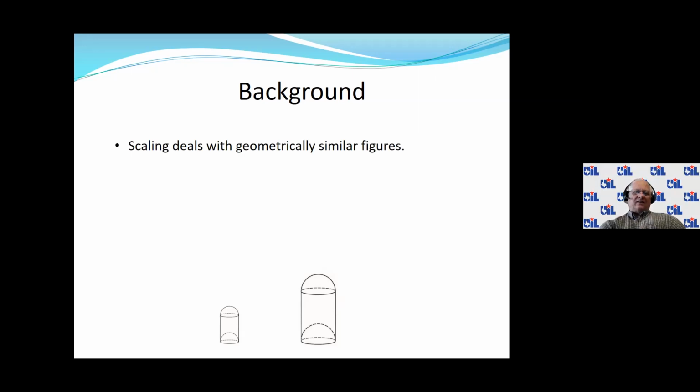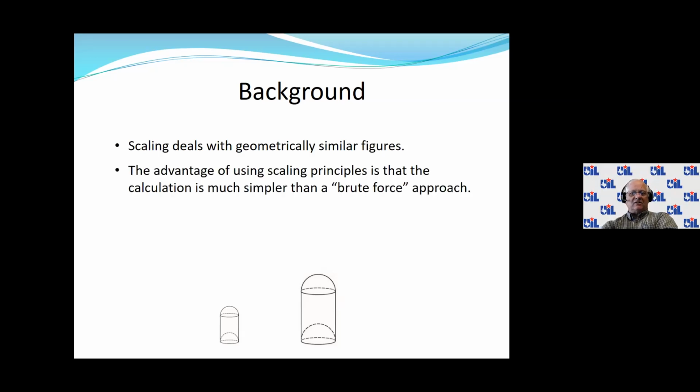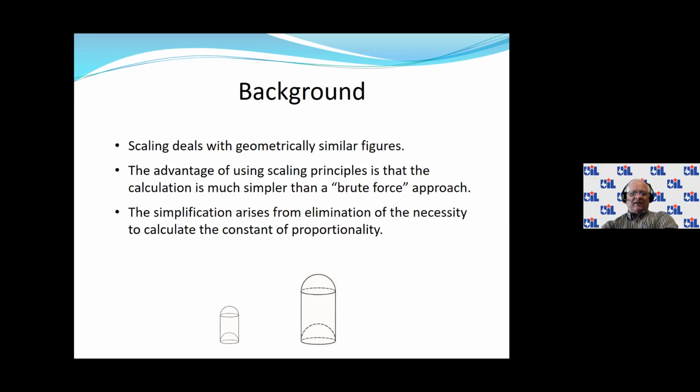Again, scaling deals with geometrically similar figures, figures that have the same shape at different sizes. The advantage of using scaling principles is that the calculation is much simpler than what I call a brute force approach. I'm actually going to do a brute force approach here and show you how much time can be saved. I'll do that in just a second.